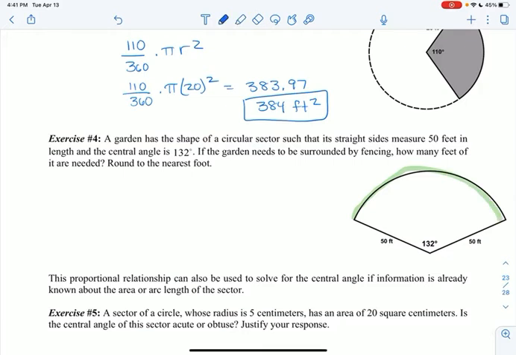So I'm going to use my circumference formula, which is 2 pi r. But I don't want the circumference of the whole thing. I'm going to multiply that by the portion of the circle, that's the angle, 132 over 360. So 132 over 360 times 2 times pi times 50. All of that is going to give me the length of that arc that I have in green.